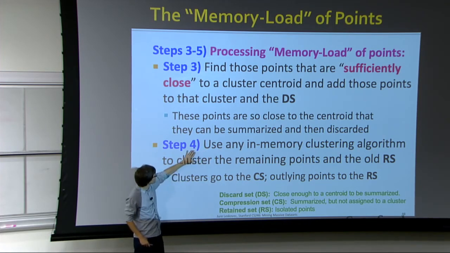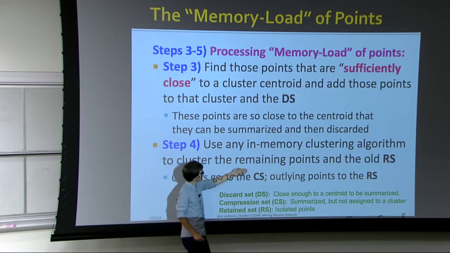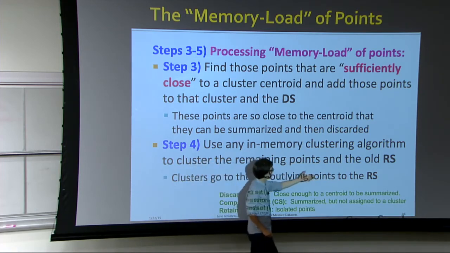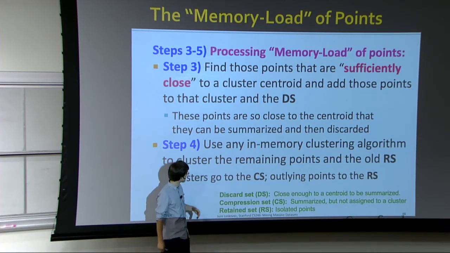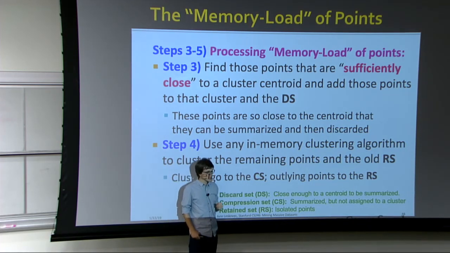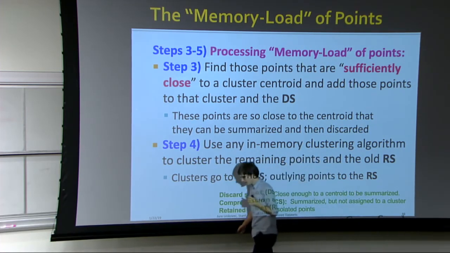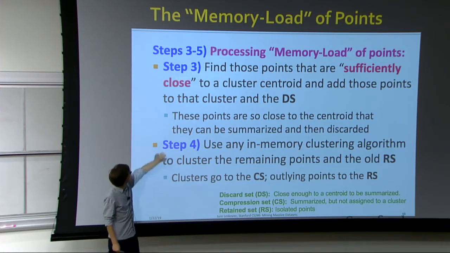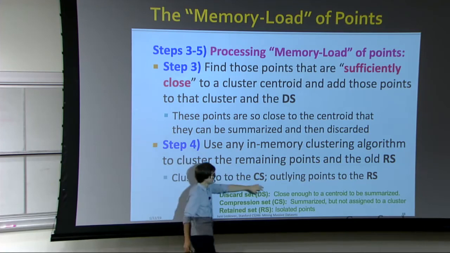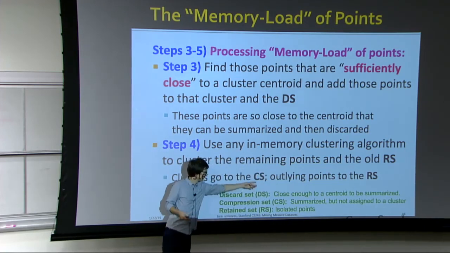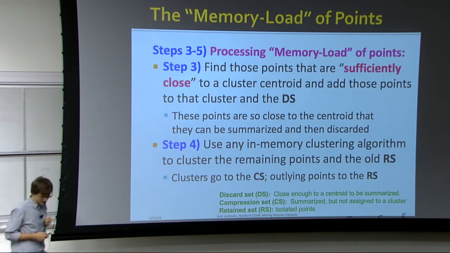And then I can use any in-memory clustering algorithm to cluster the remaining points and whatever is in the retained set, right? And whatever these clusters are, they go into the compression sets, and outliers are retained in the retained set. Okay, so basically whatever I can assign, I assign. Whatever I cannot assign, I either keep in the retained set or I cluster it and put it in the compression set. Okay, that's steps 3 and 4.